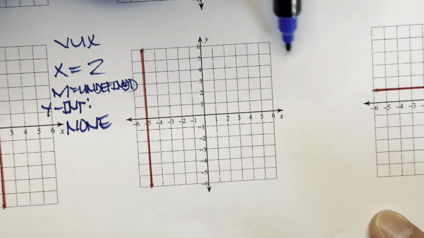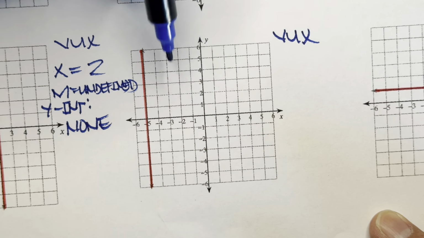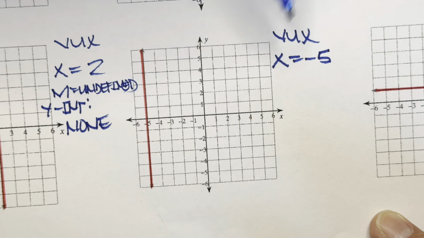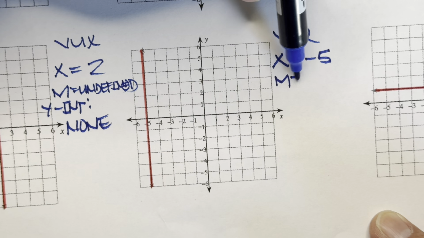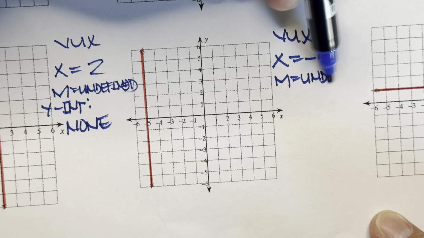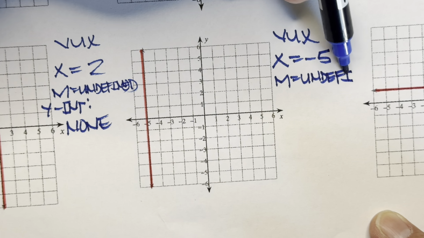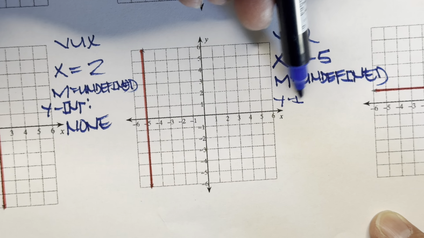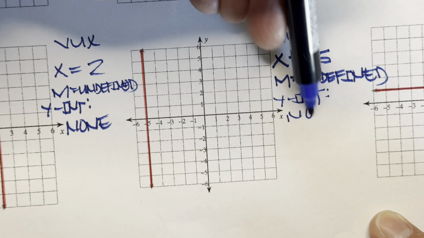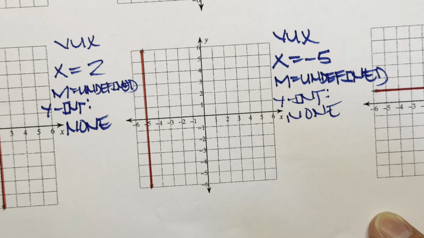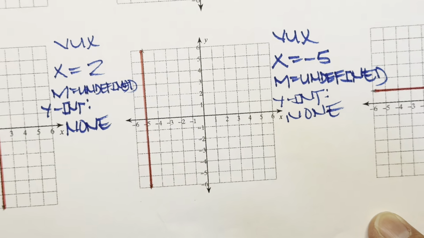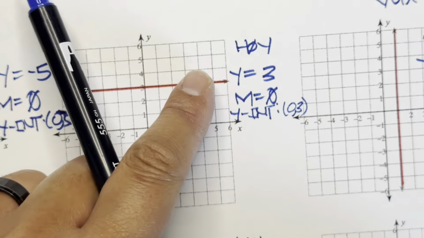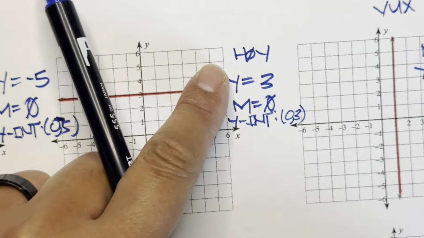This is vertical, so it's a VUX at x equals -5. Slope, let me spell it correctly this time, the first time, undefined. And our y-intercept is none. Look at that, easy peasy, except for my writing, because I'm writing super fast, because I'm thinking super fast, because of these two words, VUX and HOY. Look at this, I'm thinking way faster than I could write.